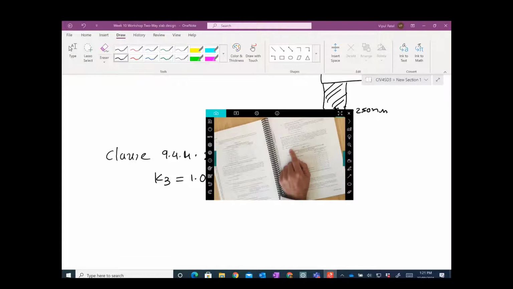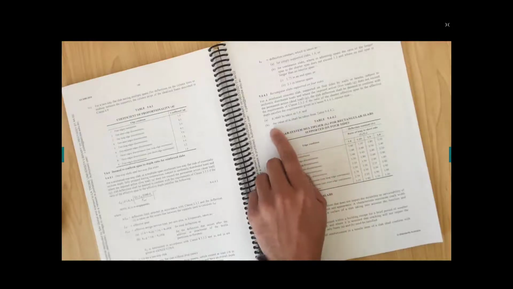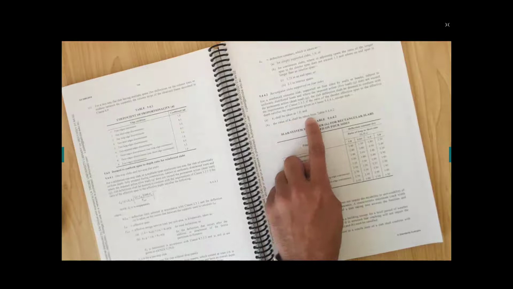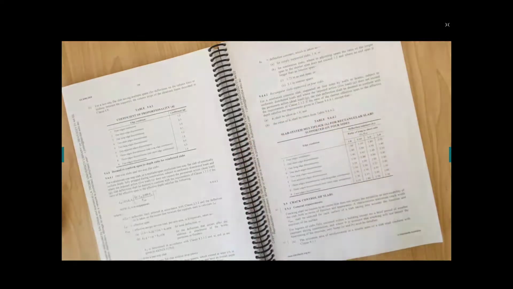Now K4. The value of K4 shall be taken from this table 9.4.42. And now the K4 value, that we're going to take from these tables.